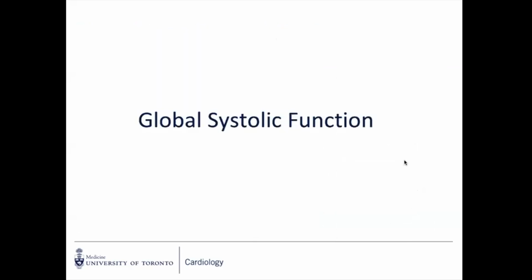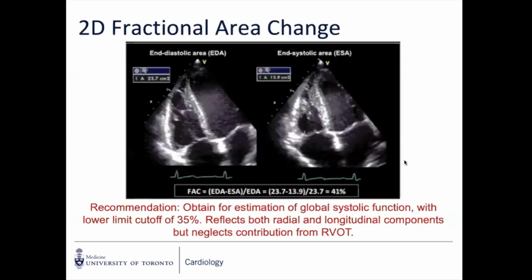Now moving on to our global markers for systolic function. So 2D fractional area change. As we talked about earlier, when we get those areas, they're useful for us to be able to calculate our fractional area change. And so the way we calculate it is by taking our end diastolic area, subtract our end systolic area, and then divide it by our end diastolic area times 100%. And so the cutoff for this is 35%.